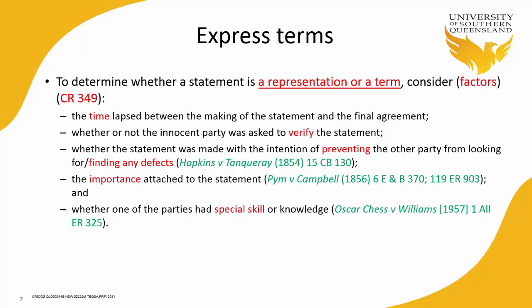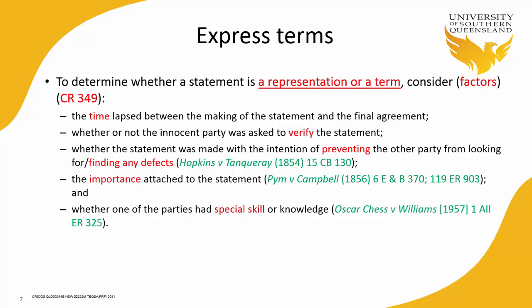The second is, was the innocent party asked to check or verify the statement? Here the statement is more likely to be an inducement. The third, was the statement made with the intention of preventing the other party from finding any defects, and did it succeed? And it continues with the list on page 350. So you will find that there is also the fourth factor: what importance did the parties attach to the statement, and did one of the parties have special skills or knowledge? It says where one of the parties had special skills or knowledge not possessed by the other party with regards to the subject matter of the contract, then a statement would more likely be treated as a term.